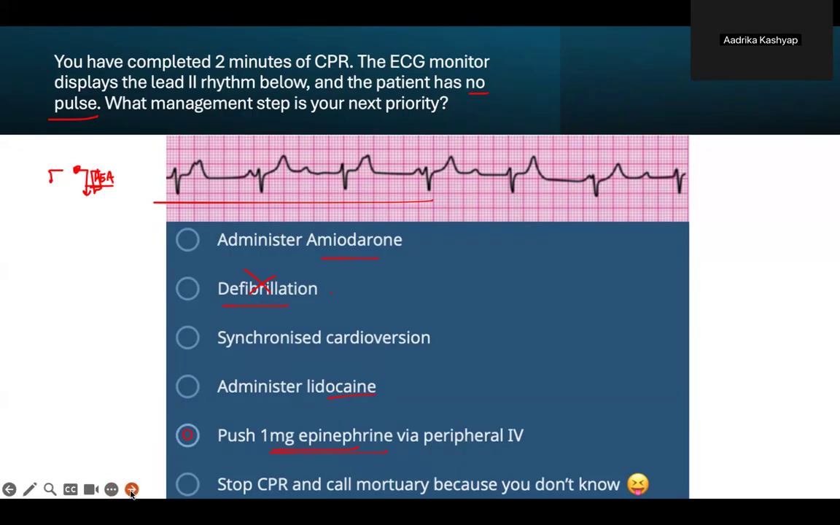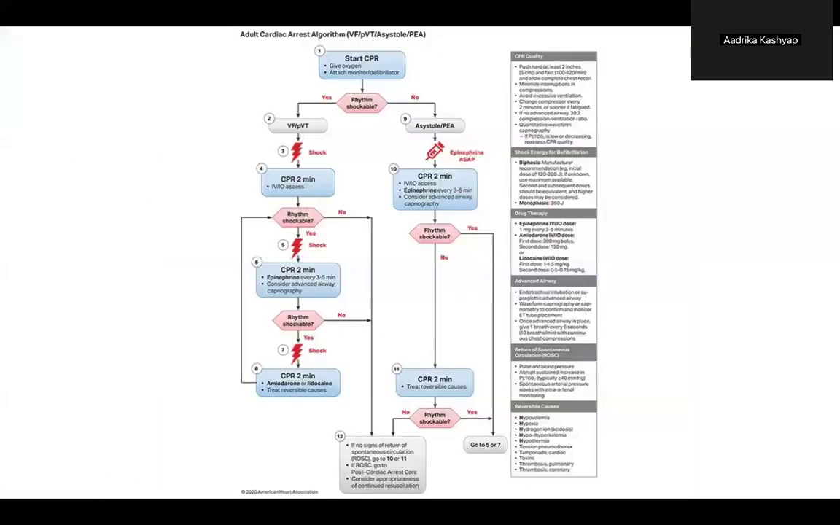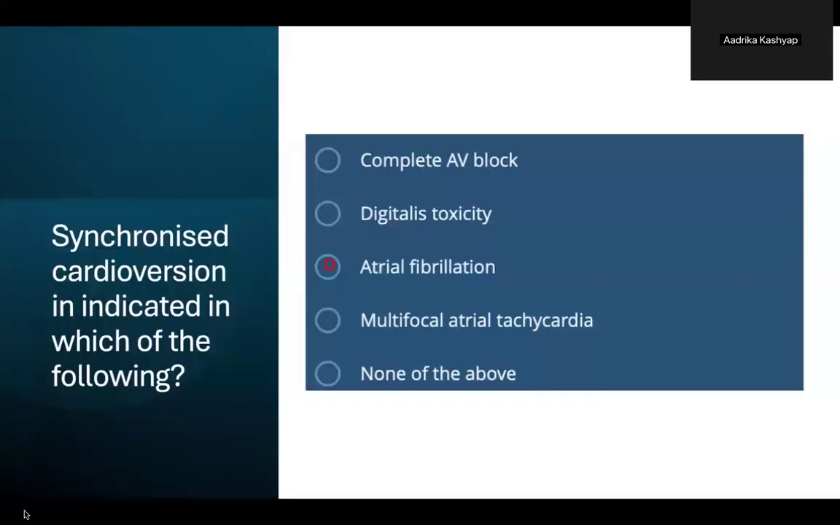So just a super quick recap on that. This was pulseless electrical activity. You have to push epinephrine first. Sometimes they can even ask you, like, EMS is on their way, they've already pushed epinephrine, they're continuing CPR, what do you do? Do you shock it? No, you don't. Unless it's a shockable rhythm, you cannot shock it. Just remember, don't go shocking all types of rhythm because we're going to ask you that.